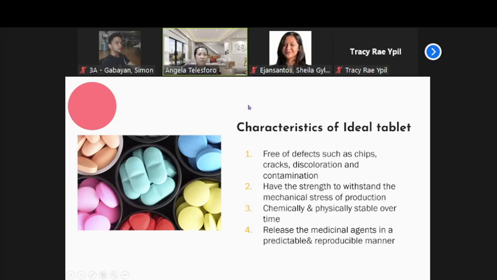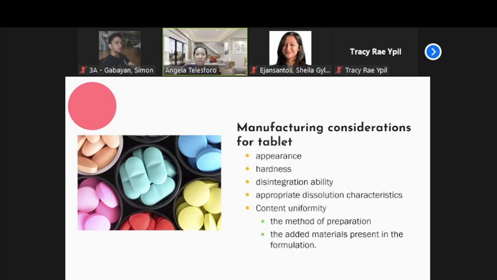Yes, prone to counterfeit ang tablet. Makapalit magod og tableting machine. So what are the considerations we have when we manufacture tablets? Appearance, no? Okay.